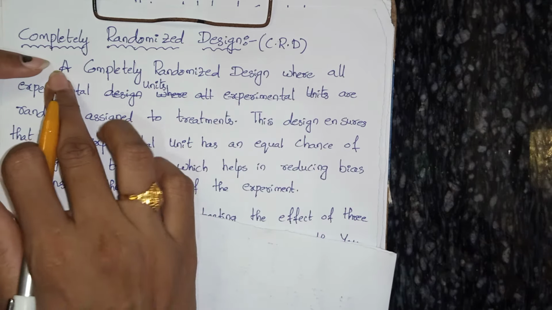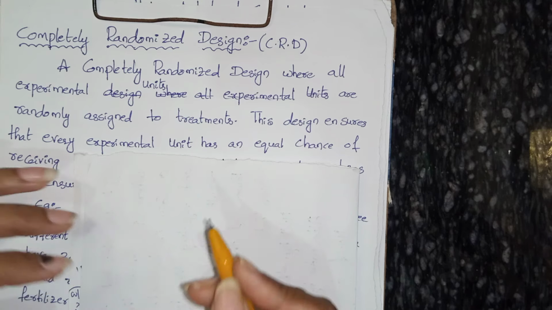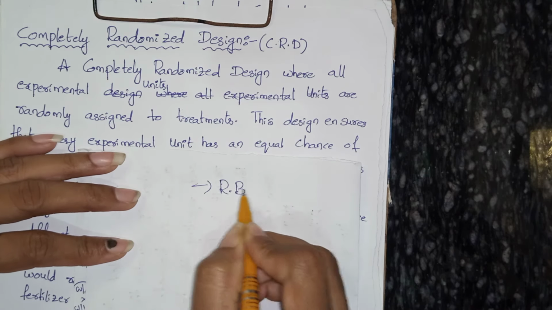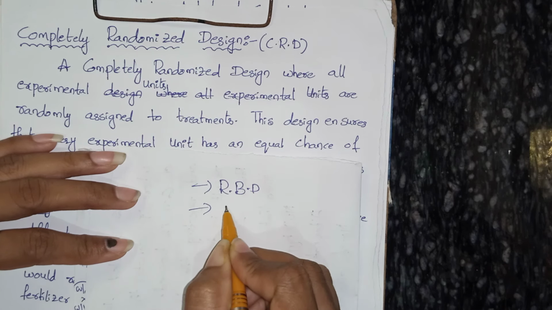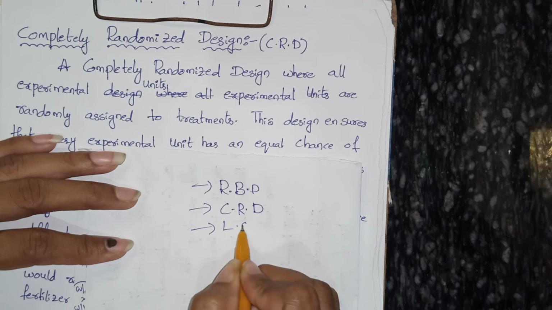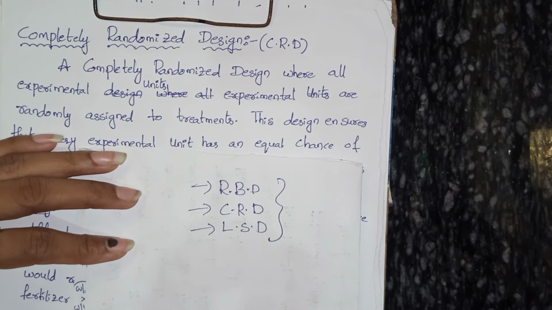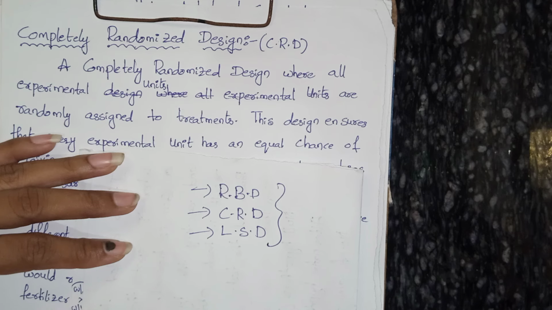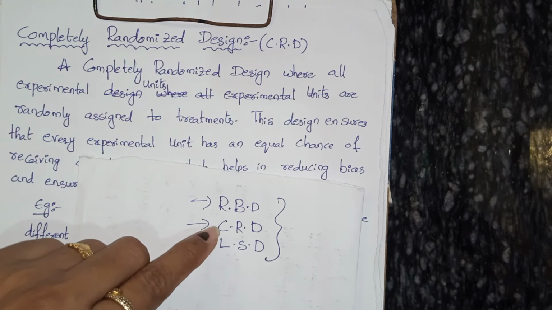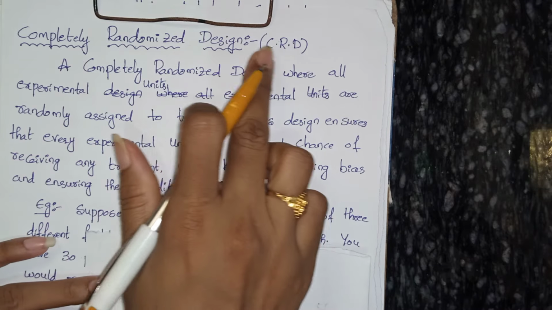In design of experiments, we have three methods: randomized block design, the second one is CRD, completely randomized design, and the third one is Latin square design. These three are the designs we have in the design of experiments topic. Now we are going to discuss CRD.